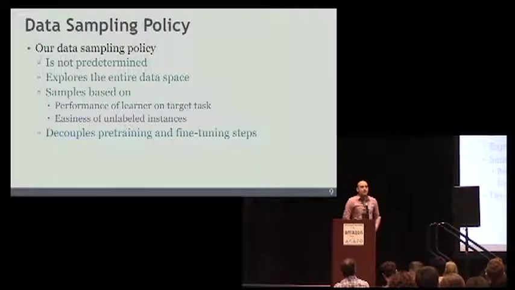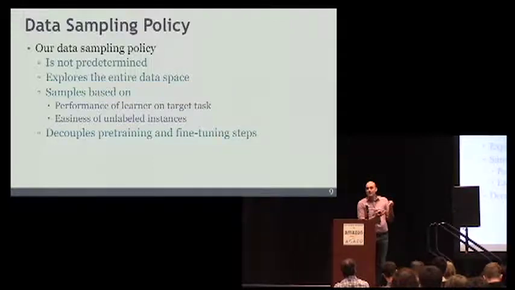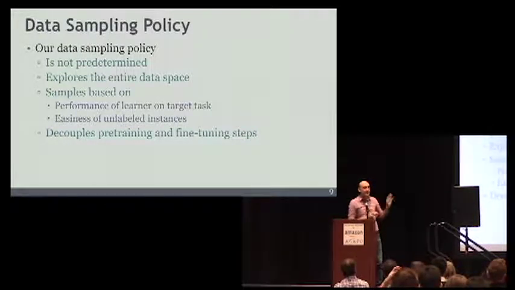So the goal of this research is to develop data sampling techniques that have these characteristics. They should not be predetermined, and they should be able to explore the entire data space. They should be able to make decisions based on the classifier behavior and the characteristics of the instances that we have in the data set. And finally, they should be able to separate the pre-training and fine-tuning steps.